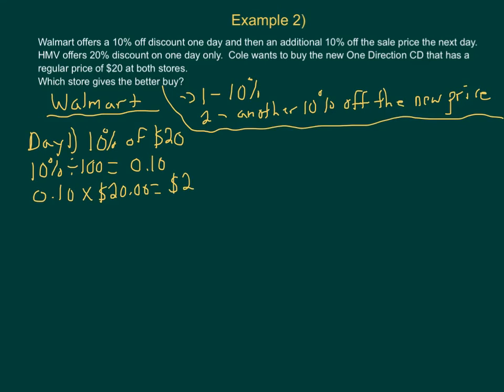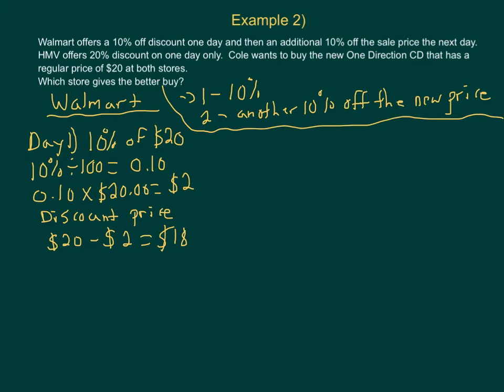Now that we know how much our discount is, which is $2, we can subtract that from our total number because you're saving $2. Our discount price then, I'm sorry for the messy writing again, is going to be our total cost, which is 20, minus our discount cost, which was 2, which gives us $18. So we know that after 1 day, the discount price here is $18.